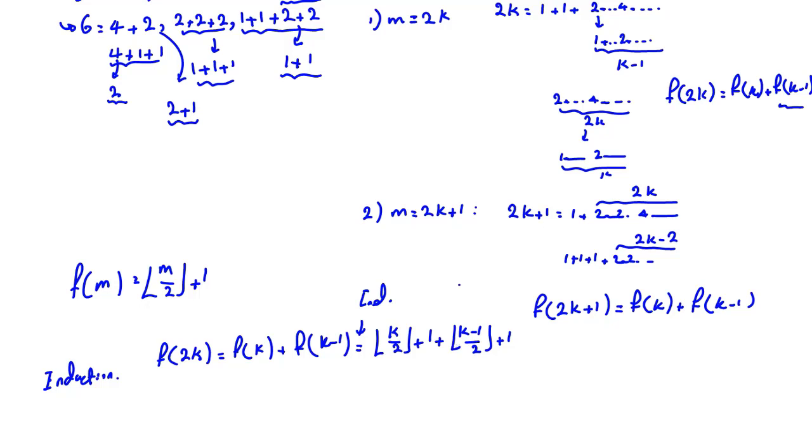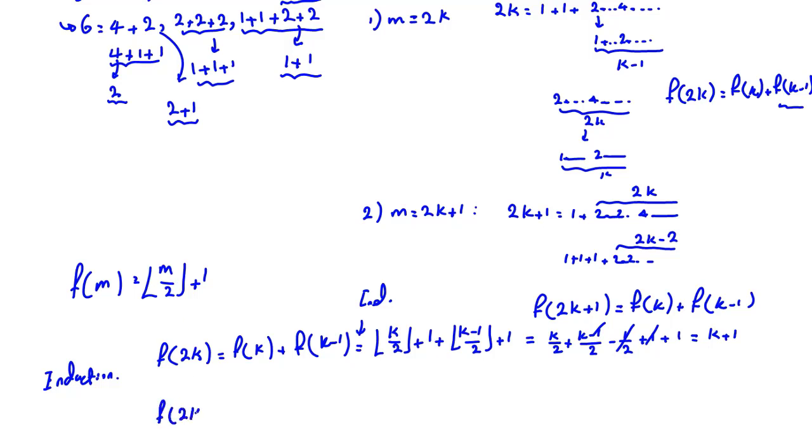I should prove why it is equal to k. I can say something. K and k minus 1, one of them even, one of them odd. So for the one that is odd, you have minus 1 over 2, then plus 1 plus 1. Minus 1 over 2 cancels with plus 1 over 2, so k over 2 plus k over 2 is k plus 1. And we proved it is f of 2k is this.